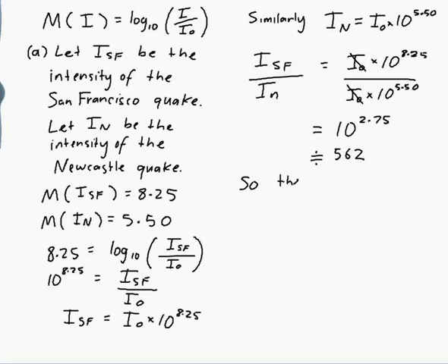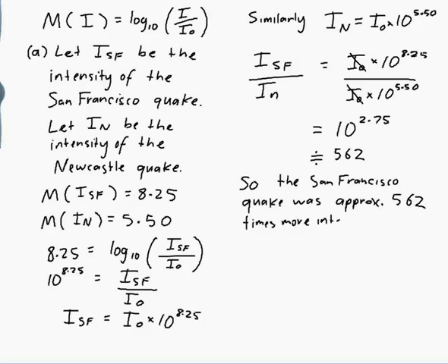So, the San Francisco quake was approximately 562 times more intense than the one in Newcastle. And that's what I was supposed to do, so I've finished part A. Let's go on to part B.